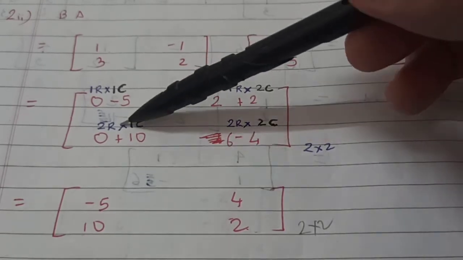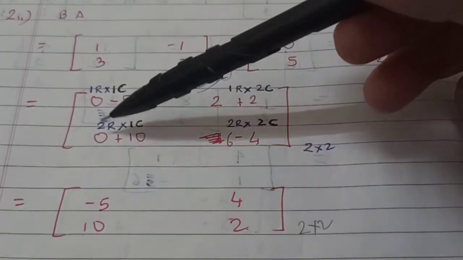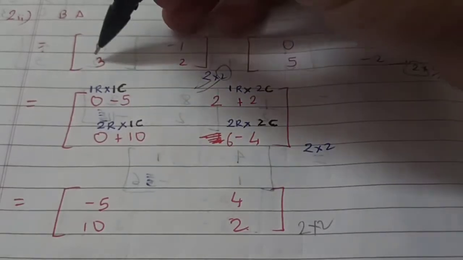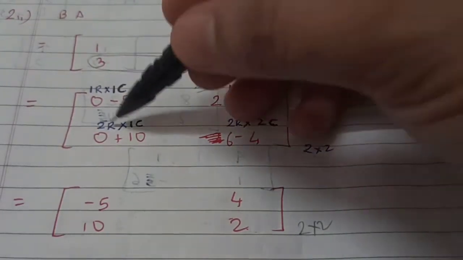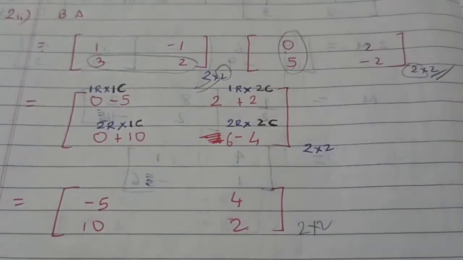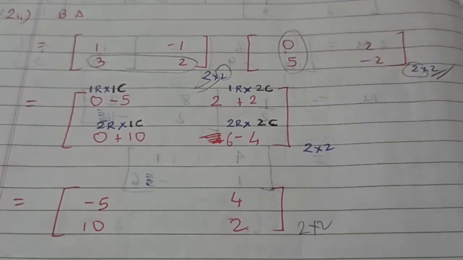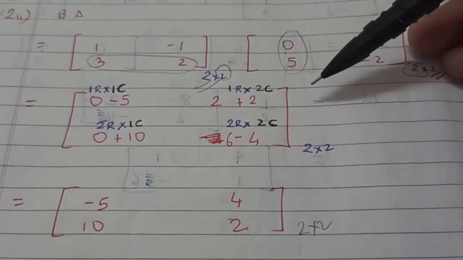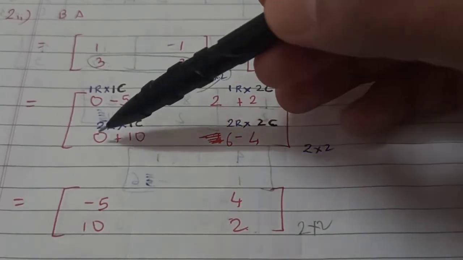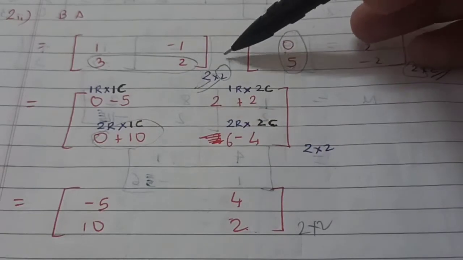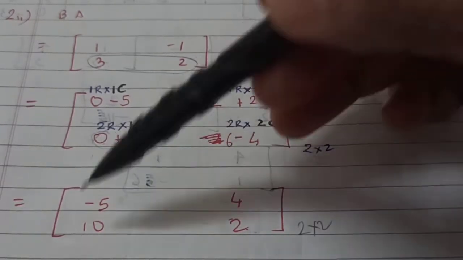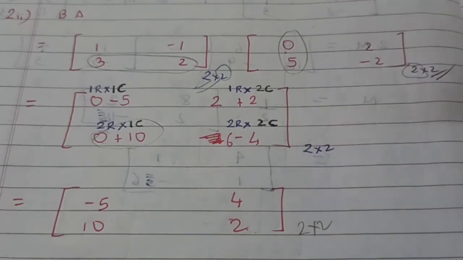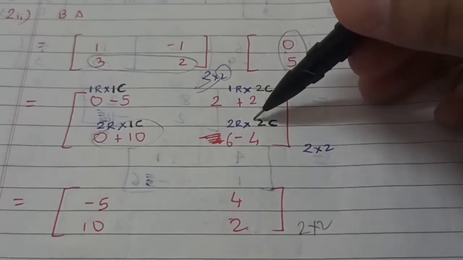Now, second row into first column. That's your third element. Second row is this one and first column is this one. Okay, so you can circle it if you want to. 3 into 0 plus 2 into 5. That's 3 into 0 is 0 and 2 into 5 is 10. So 0 plus 10, answer is 10, third element. So far so good.